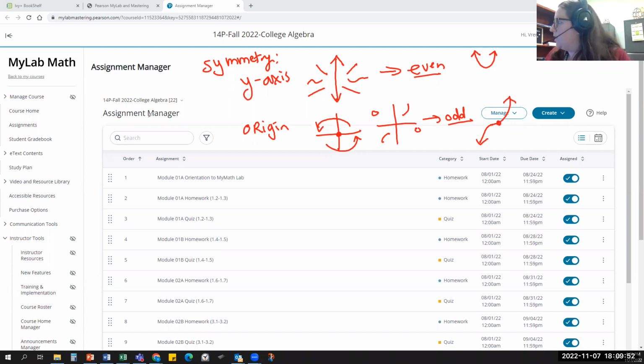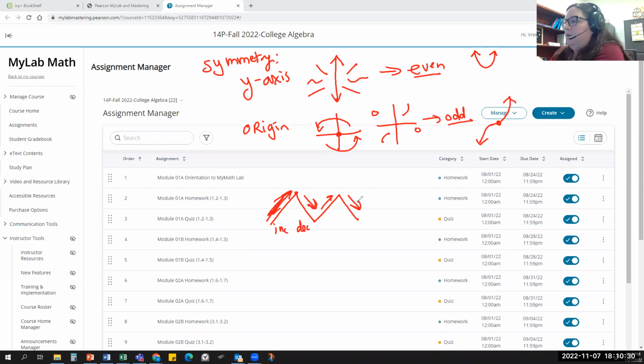Then the other thing from section 3.3 is when you're looking at the intervals where something is increasing, decreasing, or constant. I think it's fairly intuitive that you can look at the graph and recognize what it's doing. The main thing to watch for is you're always thinking left to right. So if I have a graph that's doing something like this, I don't want to look at the peak and say it's decreasing. You want to think left to right: it's increasing, then it's decreasing, then it's increasing again, then it's decreasing again.